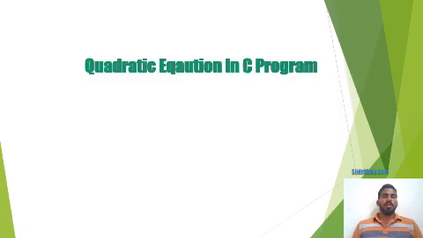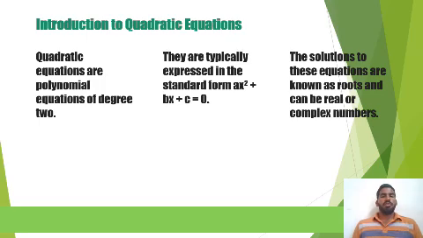Now coming to the second part, quadratic equation in C programming. Introduction to quadratic equations. Quadratic equations are polynomial equations of degree 2. They are typically expressed in the standard form ax² + bx + c = 0. The solutions to these equations are known as roots and can be real or complex numbers.